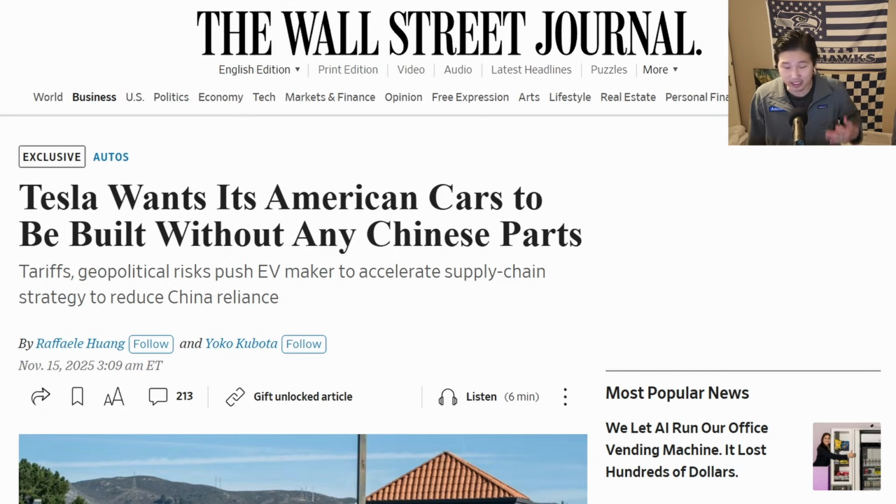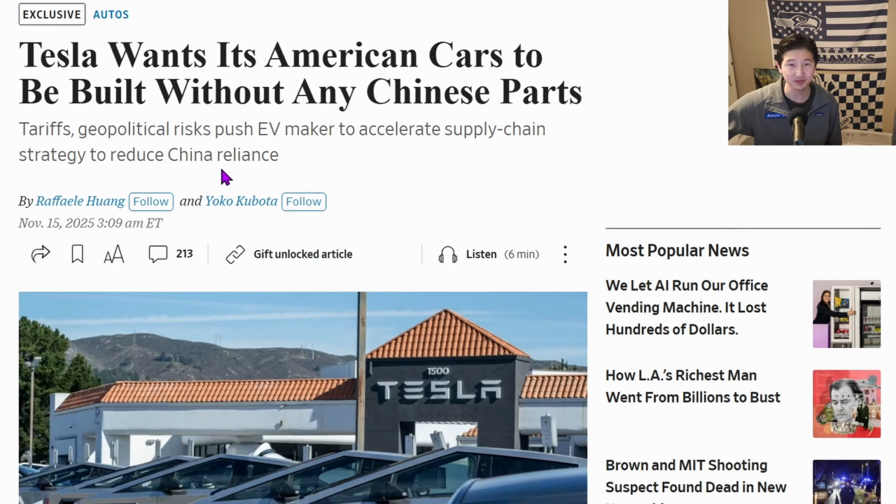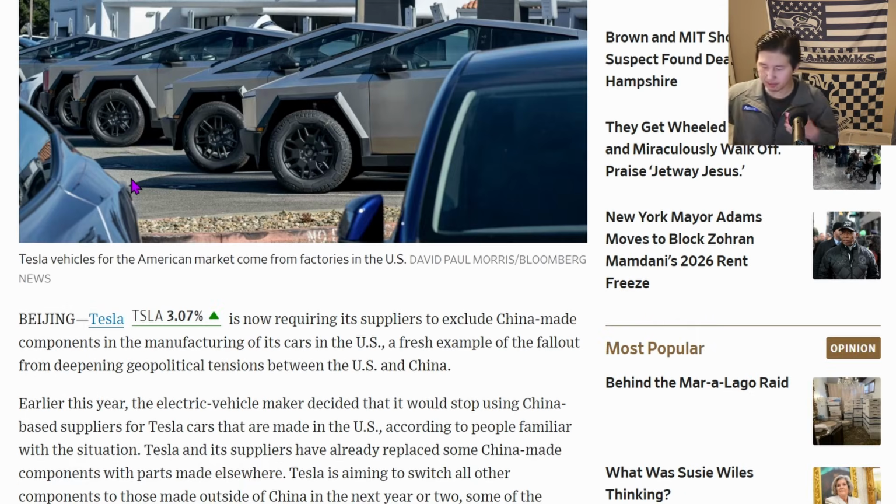At least for the next 3 years, we're going to be continuing to see that. They're kind of at the mercy of what their Chinese suppliers are willing to sell their parts for. However, as of November the 15th, check out this article from the Wall Street Journal. Tesla wants its American cars to be built without any Chinese parts, because they want to keep it all in-house so that there's no more dealing with supply chain constraints or tariff issues, or if there's any backlash because of the geopolitical tensions between the US and China.